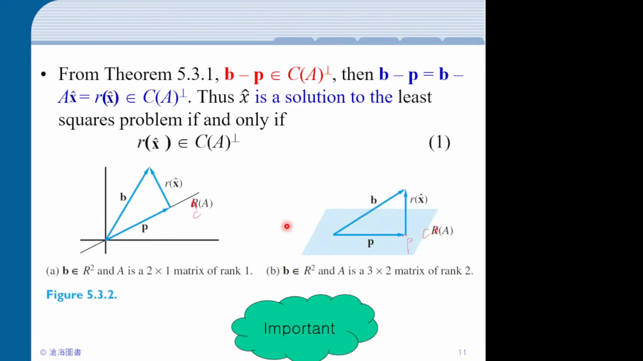And so we are now back to this page. We have some examples of projection. If C of A is a two-dimensional space, and b is here, you project it here, and also this.